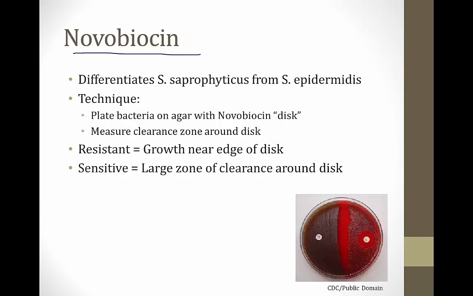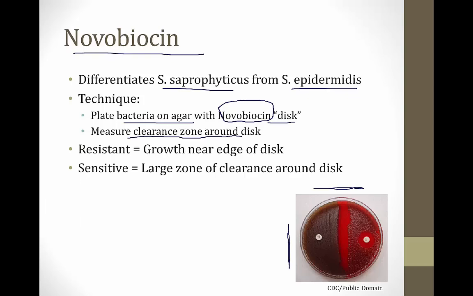Next test is the novobiocin sensitivity test, and this differentiates Staph saprophyticus from Staph epidermidis. And the way you do any antibiotic sensitivity test for bacteria is you plate the bacteria on agar with a disc of the antibiotic present. In this case, it's a disc of novobiocin, and then you look for clearance around the disc. So let's look at this picture down here on the right. The white circles are discs impregnated with antibiotics.